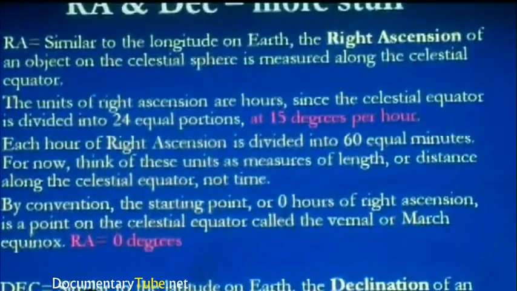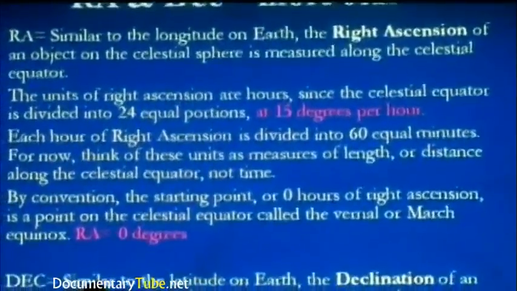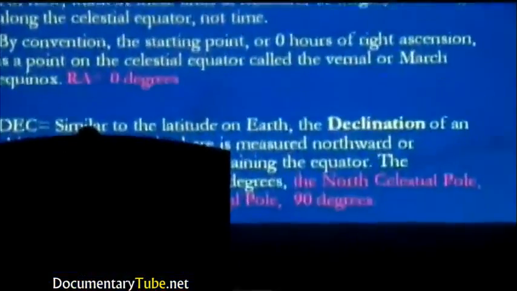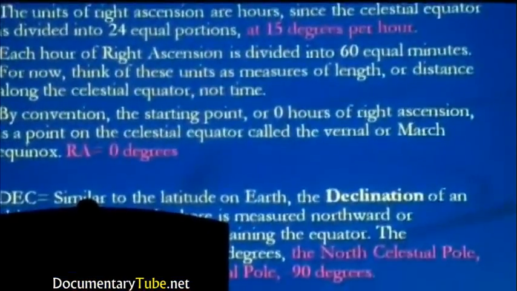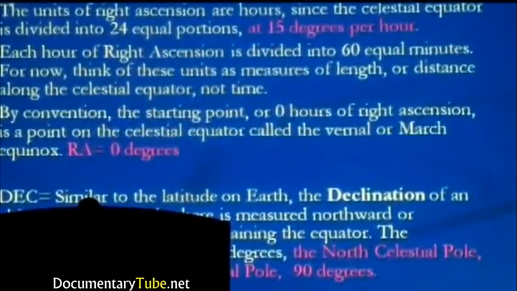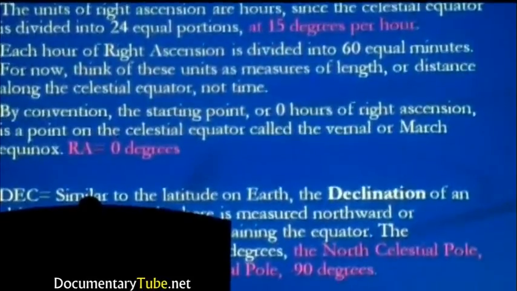Talk about declination. Declination is the other coordinate that you would need to locate an object in the sky. That declination is going to be similar to the latitude on the Earth. The declination of an object on the celestial sphere is measured northward or southward from the plane containing the equator. The declination of the equator is 0 degrees. The north celestial pole is plus 90 degrees, and the south celestial pole is negative 90 degrees.